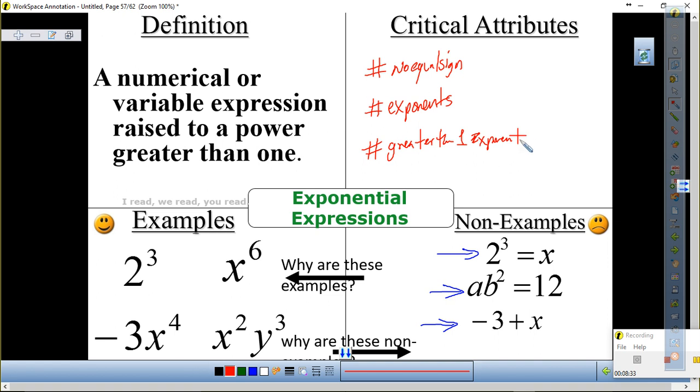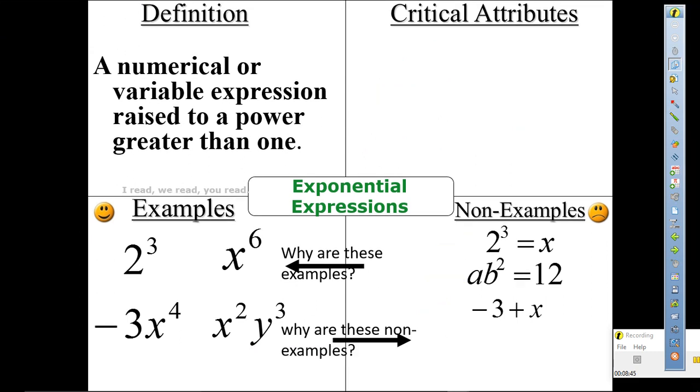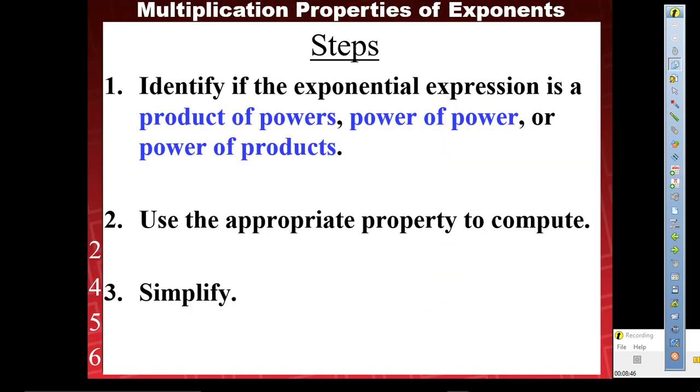How are we doing? Fairly simple? All right. So underneath your FAIR model, I want you to write steps. Write these down, please. It's only 3 simple steps. Step 1, identify if the exponential expression is a product of powers, power of a power, or power of a product. Step 2, use the appropriate property to compute. Step 3, simplify.